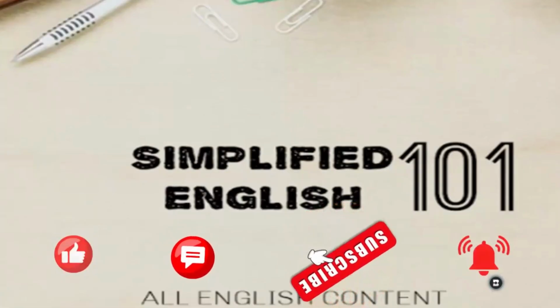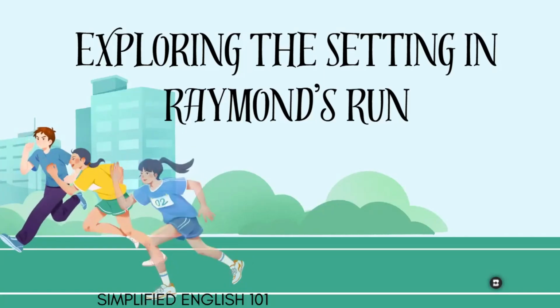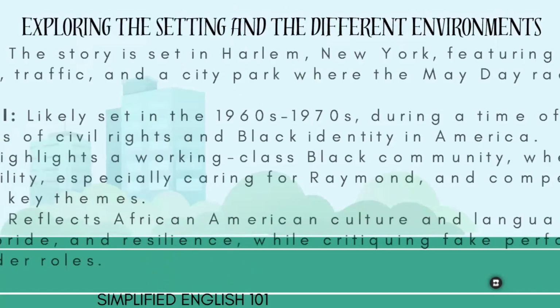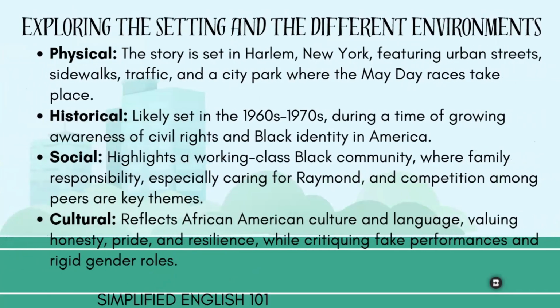In today's video, we are going to be talking about the setting in Raymond's Run, and we are going to be looking at this as a narrative technique. Firstly, there are different aspects of the settings presented. For one, we have the physical setting. We are introduced to the historical setting, the social setting, and the cultural setting. Now, all of these play a role within the context of the story and help us understand more about the different characters. Now, let's break it down layer by layer.